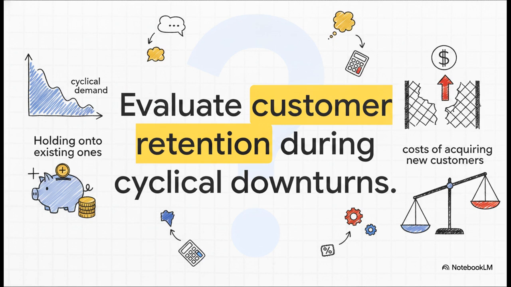AO4, Evaluation. Evaluate the extent to which customer retention should be the primary marketing objective for a business operating in a market experiencing cyclical demand downturns. You'll want to weigh up the costs of acquiring brand new customers versus holding on to existing ones during an economic recession, and then make a really well-supported judgment. Please pause the explainer now and complete Task 3.